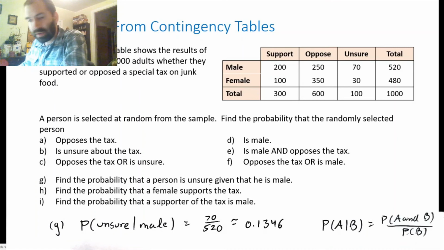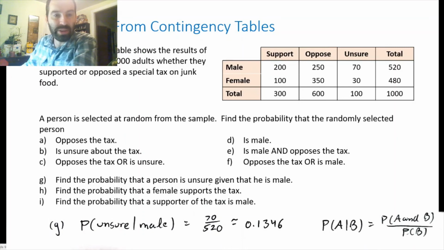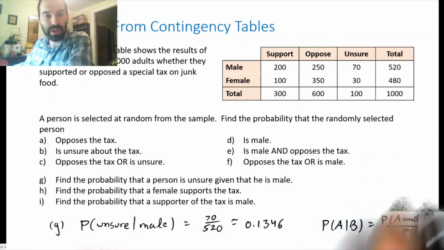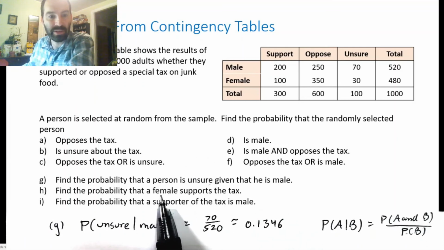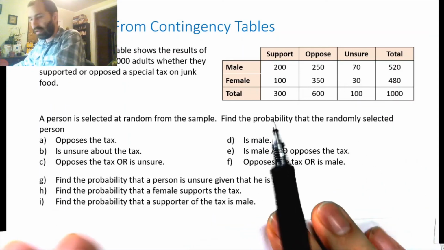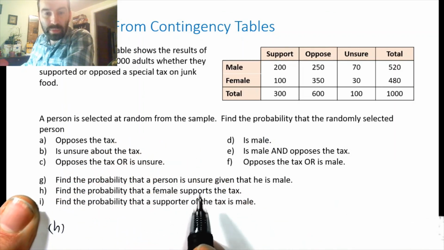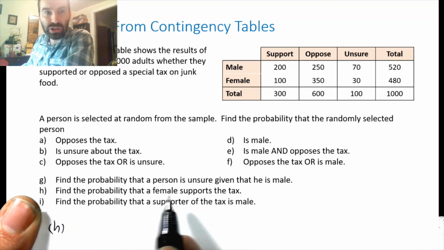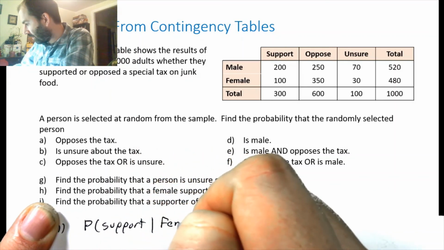Okay, the next one. Find the probability that a female supports the tax. Okay, now this is also a given problem. This is a conditional probability. Okay, can you see what's given here? What's known? We know that she is female. That's what's given. So really, in part H here, we are looking at the probability of supporting given that she's female. Support given that it's a female.